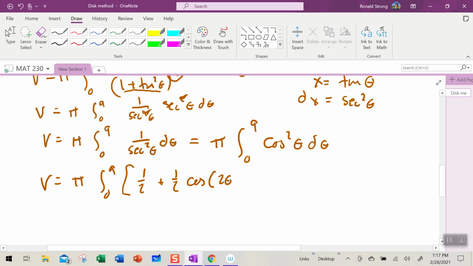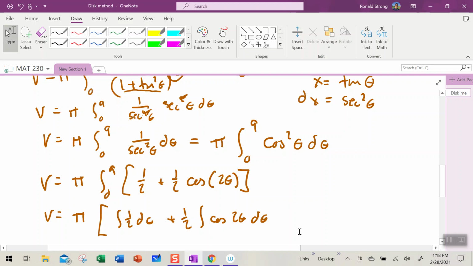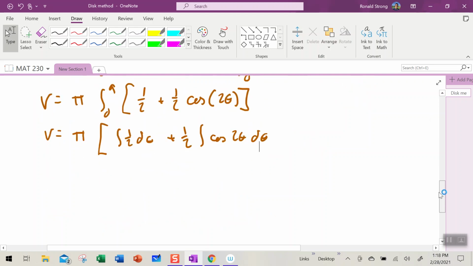And I'm going to break this into 2 integrals. Let's just keep the pi out here. And so we're going to have the integral of 1/2 d theta plus 1/2 integral of cosine of 2 theta d theta. All of that times the pi.